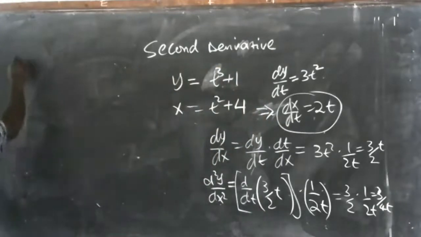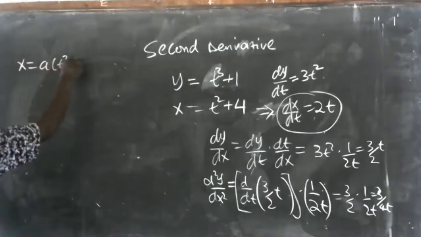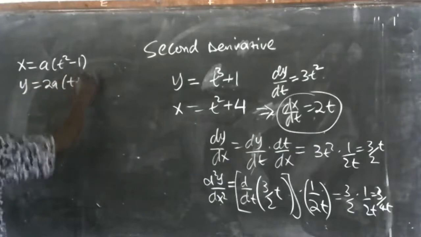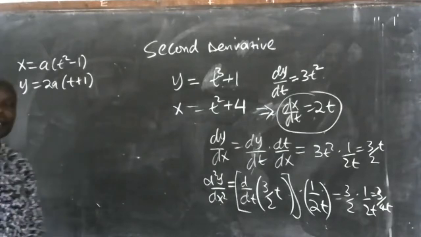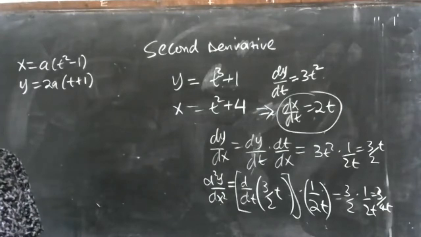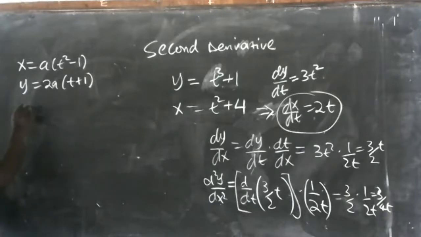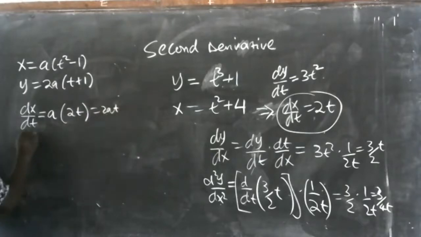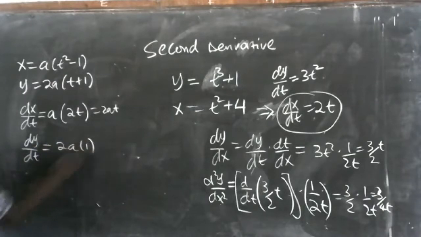So if we have x equals a(t squared minus 1) and y equals 2a(t plus 1), then we want to find dx/dt and dy/dt. dx/dt will give us 2at. And dy/dt will give us 2a. So our dy/dx.